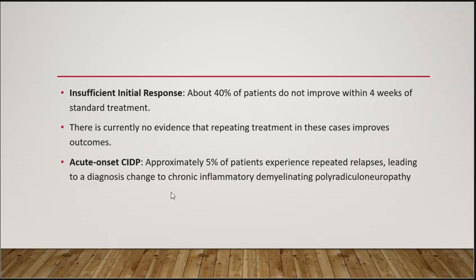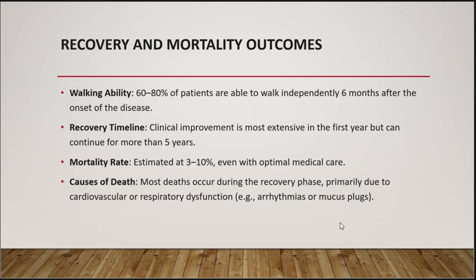Acute onset of CIDP: around 5% of patients experience repeated relapse, leading to the diagnosis of CIDP. Regarding walking ability, 60 to 80% of patients walk independently within 6 months of onset of disease, whereas recovery in most of the extensive cases takes 1 to 5 years. The mortality is around 3 to 10% with optimal medical care, and the cause of death is usually cardiovascular or respiratory.